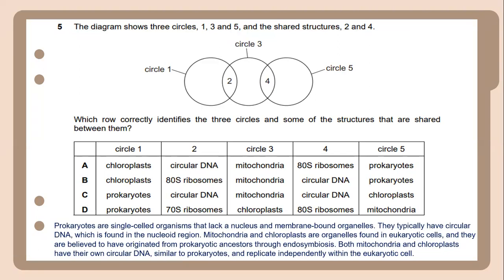So, prokaryotes are single-celled organisms that lack a nucleus and membrane-bound organelles. They typically have circular DNA, which is found in a nuclear region. Mitochondria and chloroplasts are organelles found in eukaryotic cells, and they are believed to have originated from prokaryotes through endosymbiosis. Both mitochondria and chloroplasts have their own circular DNA, similar to prokaryotes, and replicate independently within the eukaryotic cells. And the answer will be C.